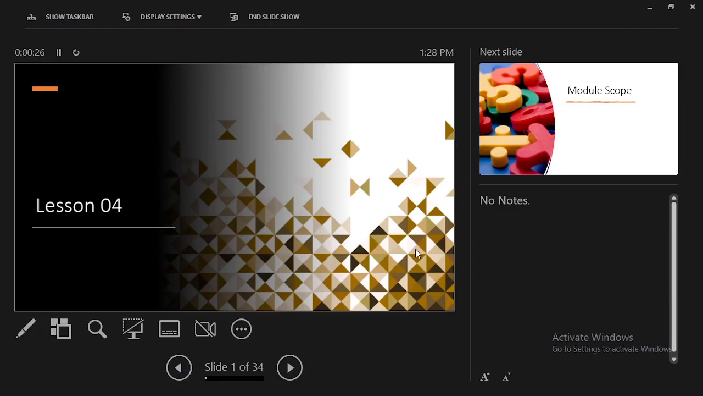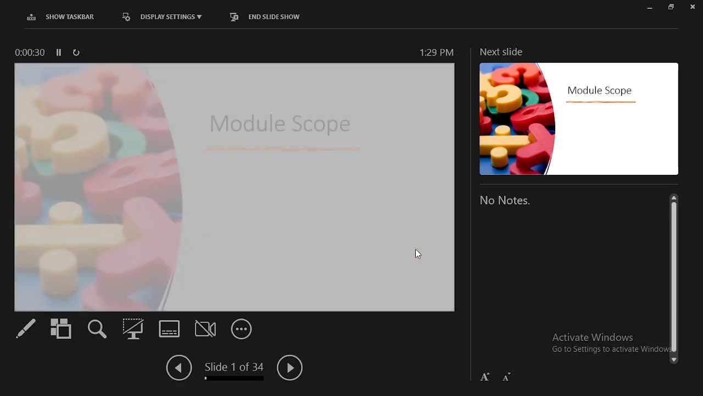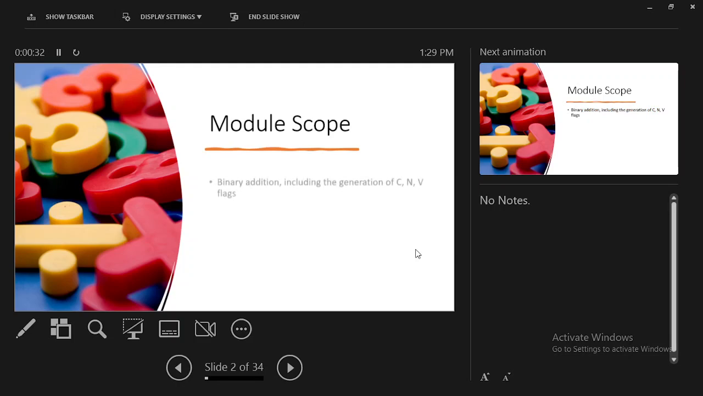Right. So we start our discussion. This is lesson number 4. The module scope for today is binary addition, including the generation of CNV flags.